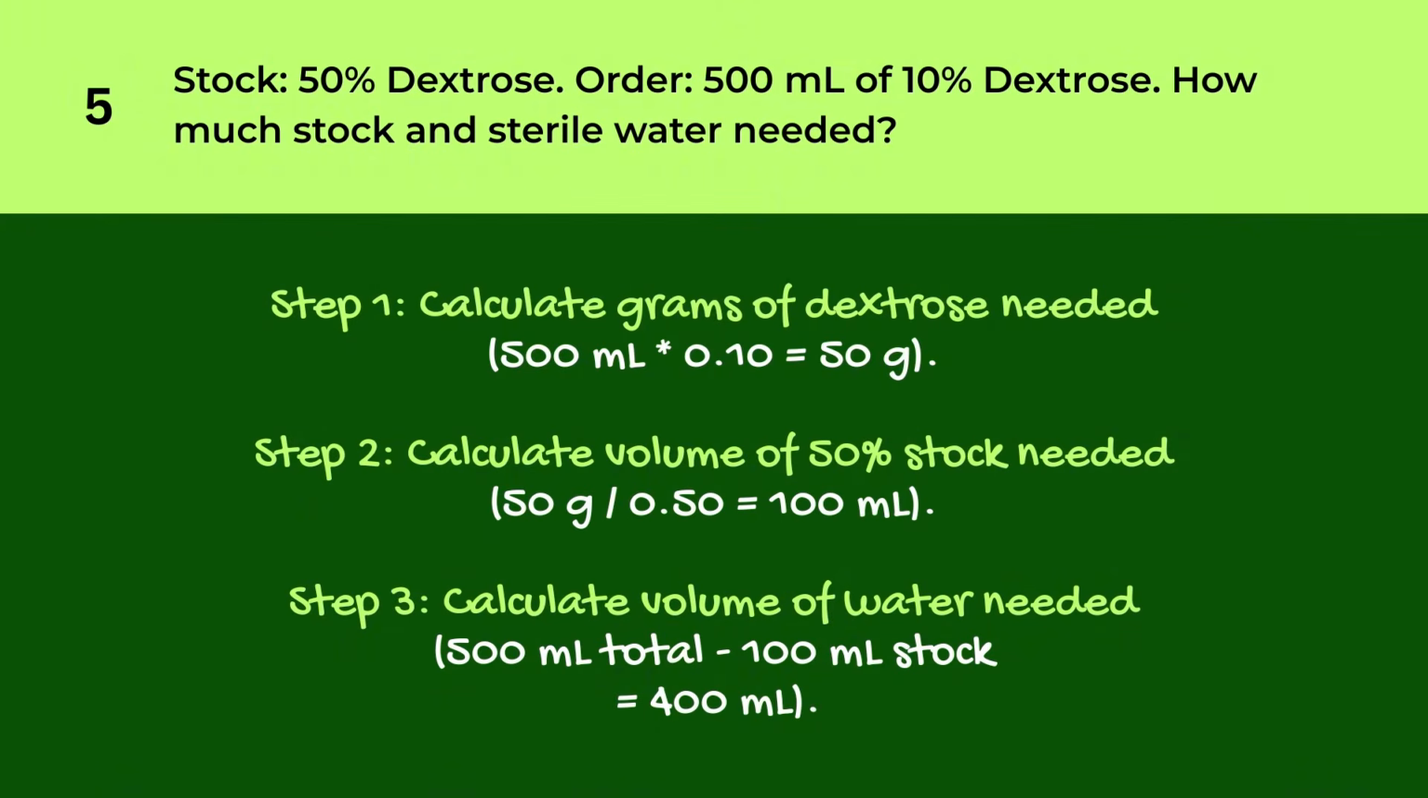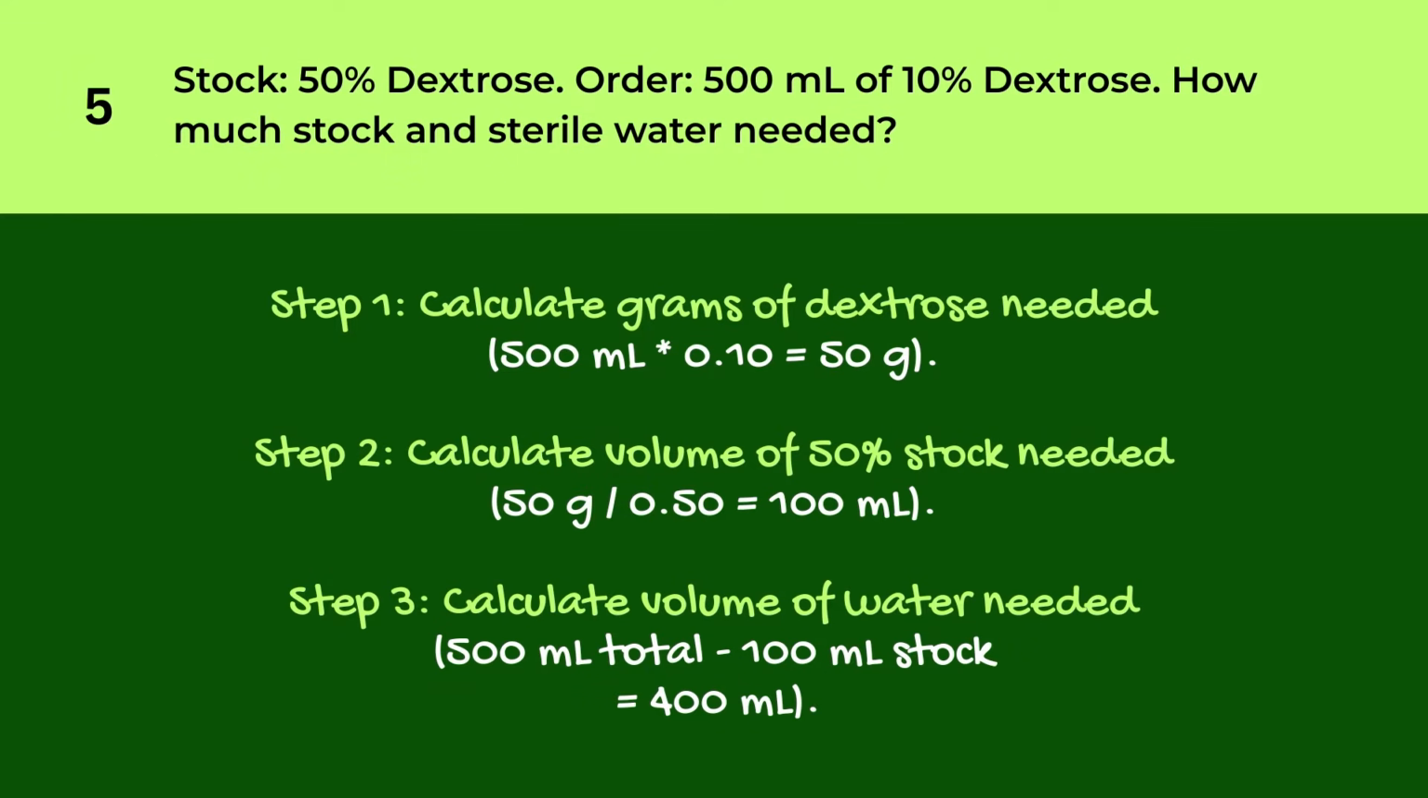Let's solve this. Step 1 is to calculate the grams of dextrose needed in the final solution. 500 milliliters times 0.10 equals 50 grams. Step 2 is calculating the volume of 50% stock needed to get those 50 grams. So 50 grams divided by 0.50 equals 100 milliliters. Step 3 is calculating the volume of diluent or water needed. Take the 500 milliliters total minus the 100 milliliter stock, which equals 400 milliliters. So we have 100 stock and 400 water.